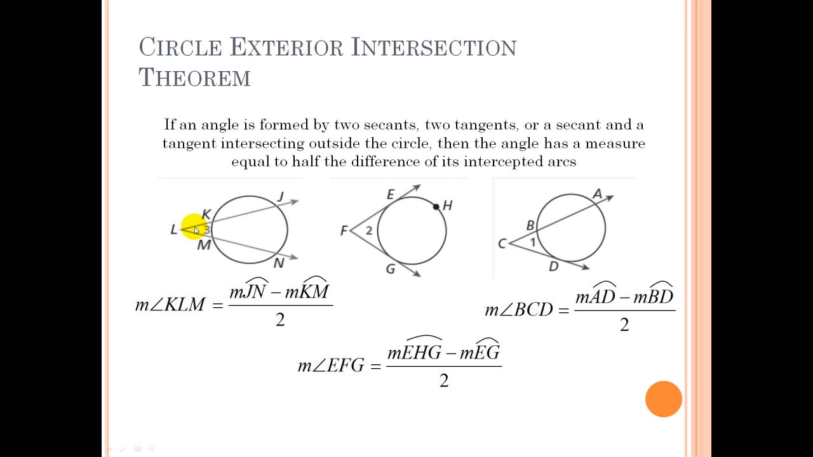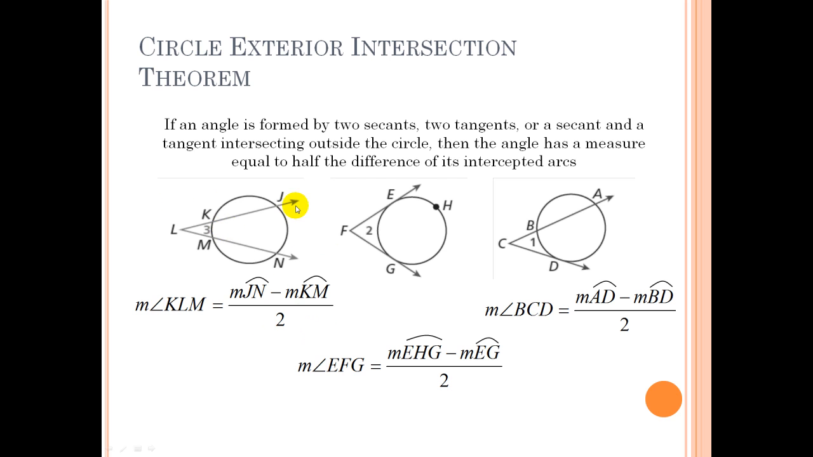So being outside is really important on this. Then angle L is equal to half the difference of its intercepted arcs. So instead of what we did on the last one, where we added the arcs and divided by 2, this time I'm going to subtract them. So I'm going to take this JN, the bigger arc that it intercepts, subtract KM, the smaller arc it intercepts, and then divide that answer by 2. So take the two arcs, subtract them, and divide by 2.